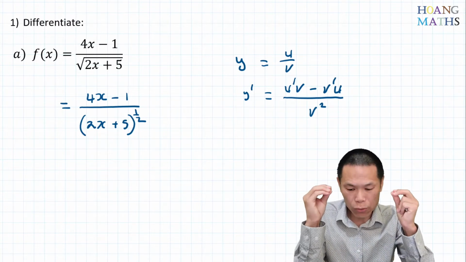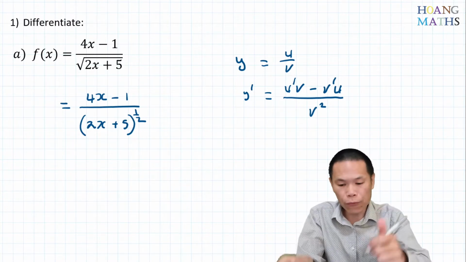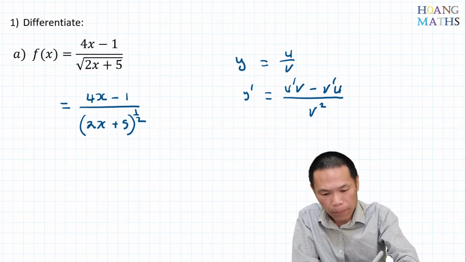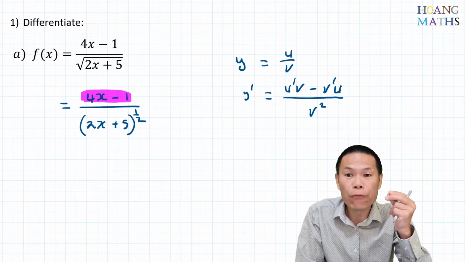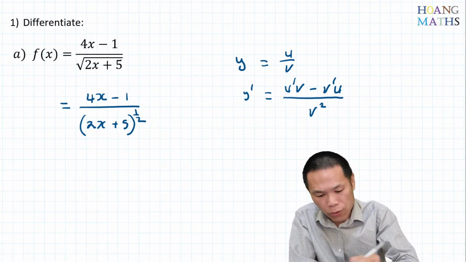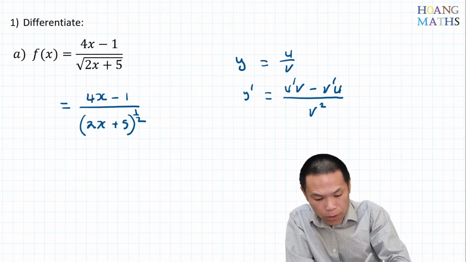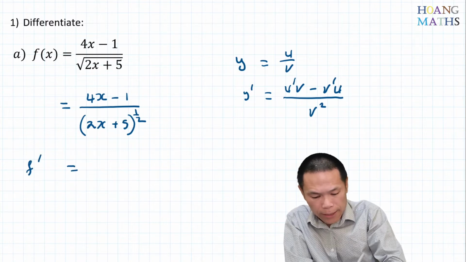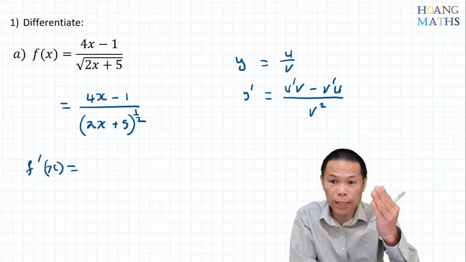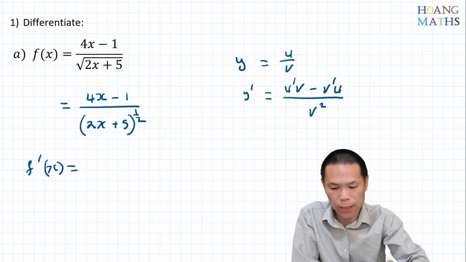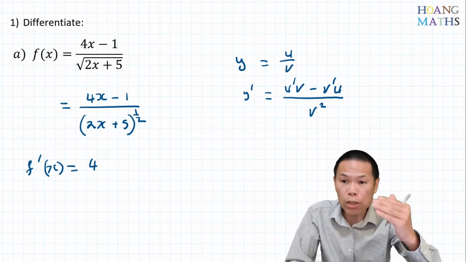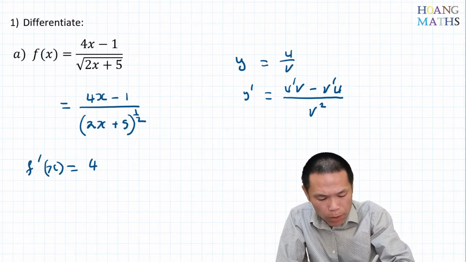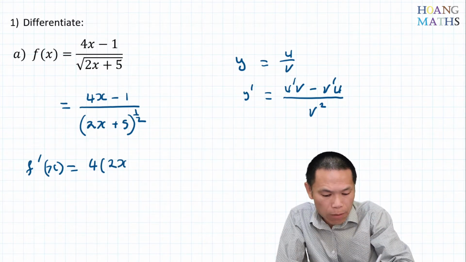Okay, so now to differentiate the top function, 4x minus 1. Differentiating 4x minus 1 will give me 4. So I just write equals, but this is f dash x. Okay, make sure you write f dash x because we start differentiating. So that will give me 4, and then we times by the bottom function. So that will give me (2x plus 5) to the power of a half.